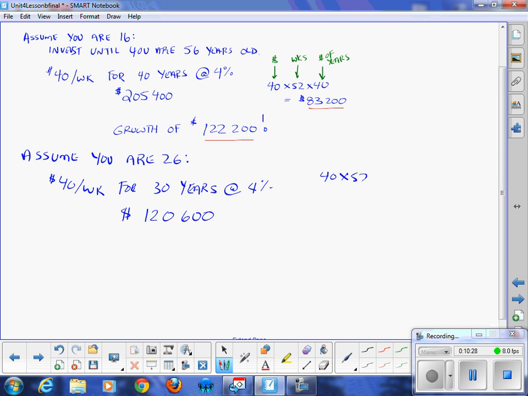Doing the calculation, how much did you input? $40 times 52 weeks in a year, but now you're only doing it for 30 years. So 40 times 52 times 30, you put in $62,400. So your growth, when you compare it, is not even half. It only grew $58,200 versus $122,000 from above. When you compare those, it makes a huge difference.